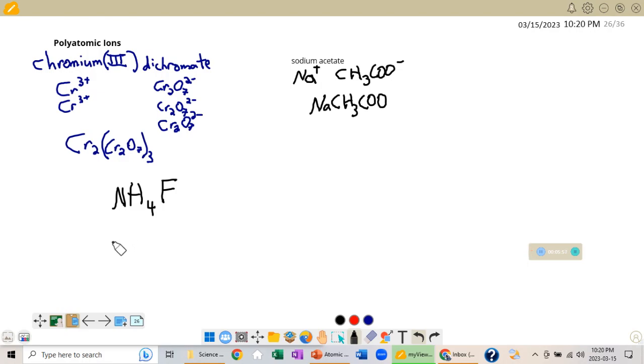So looking at breaking it down into its ions, this will be NH4 plus and F minus, and I just name each of the ions. And so this ion here is ammonium. And then fluoride, which I spell correctly by putting the U first.